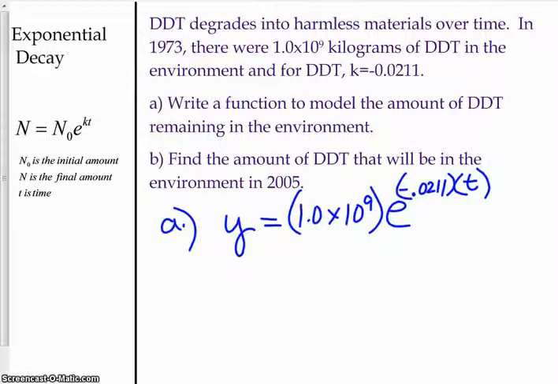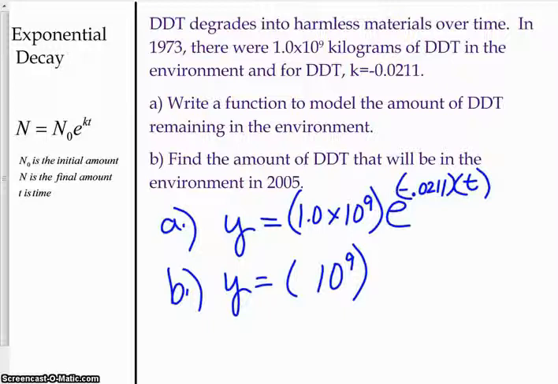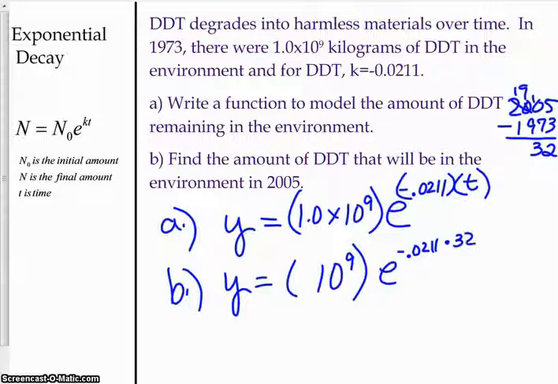So then they say, okay, use that formula. And here I'm going to write just 10 to the 9th, because 1 times 10 to the 9th is just 10 to the 9th. And then we're talking about 2005, so we'd have to go off to the side and say, hey, how many years is that? We'd take 2005 minus 1973, and I got 32 years here. So it's E to the negative 0.0211, and then I'm going to multiply it by 32 years.